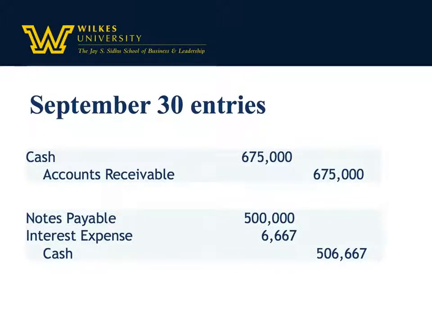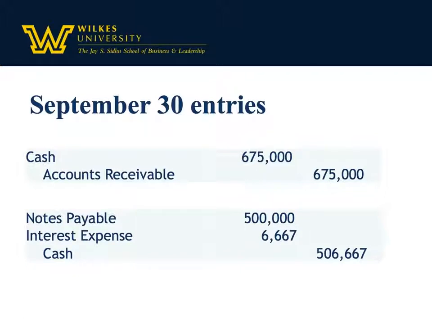Then, during the month of August and September, every time cash is received on the accounts receivable, the debits are to cash and the credits to accounts receivable. It's not really done in one big entry. It's done on a daily basis as those accounts come in.